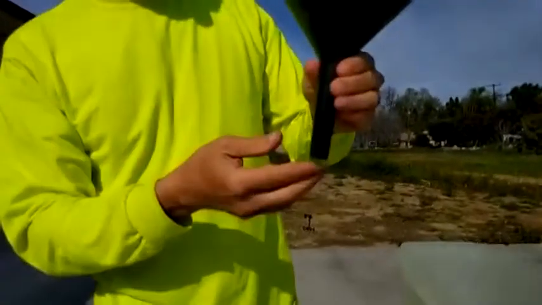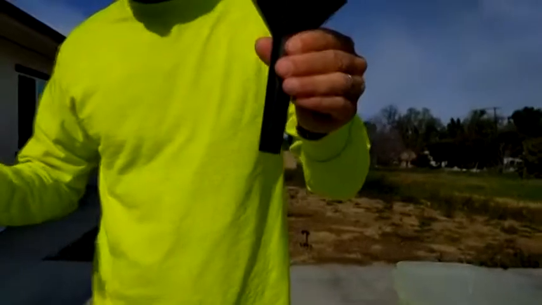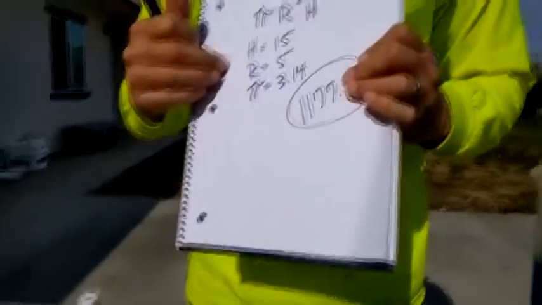Now, we're also going to try a cone. So here's a cone. It's not a perfect cone because it's got this extra piece down here, and I don't know how to plug it up. But we're going to see if we can get close. Now, the equation for a cone, ready? It's just like the equation for the cylinder, except you divide the answer by 3.